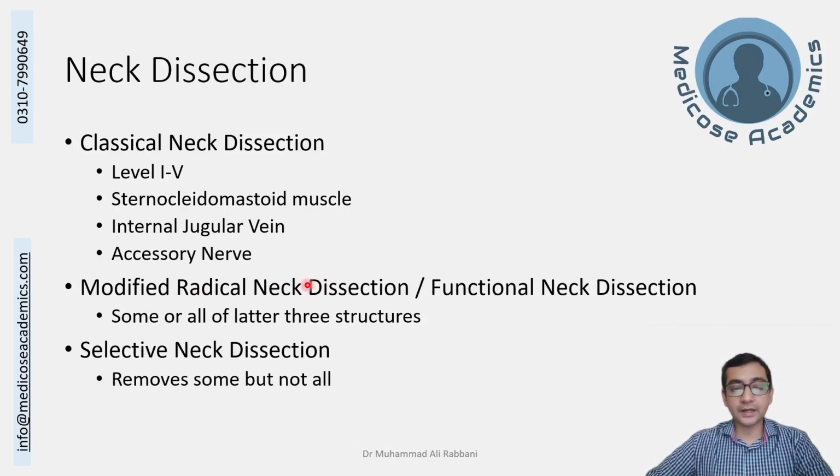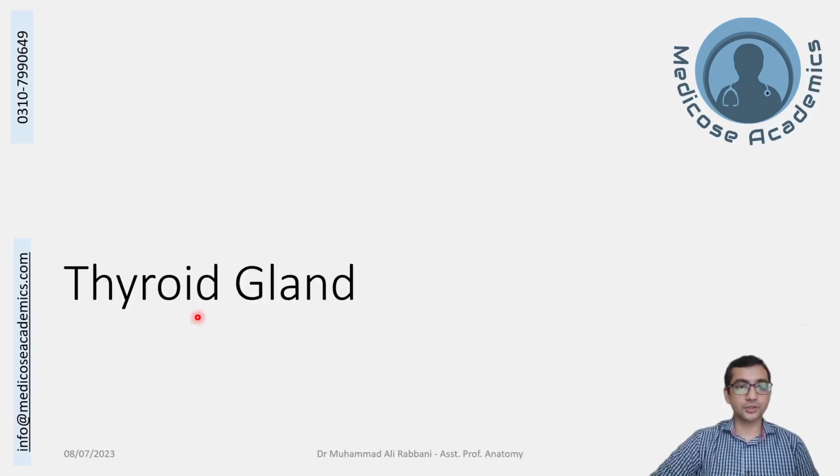So there is modified radical neck dissection, that is functional neck dissection. You try to save all or some of these structures as well as you can, so that the person may not have hampering of functions. Then a dissection smaller than that will be a selective neck dissection. It will be defined accordingly, depending on which nodes you are going to extract exactly. So this is all about the lymphatics.